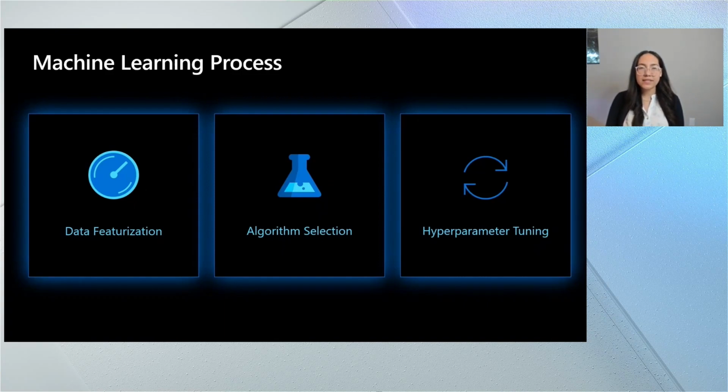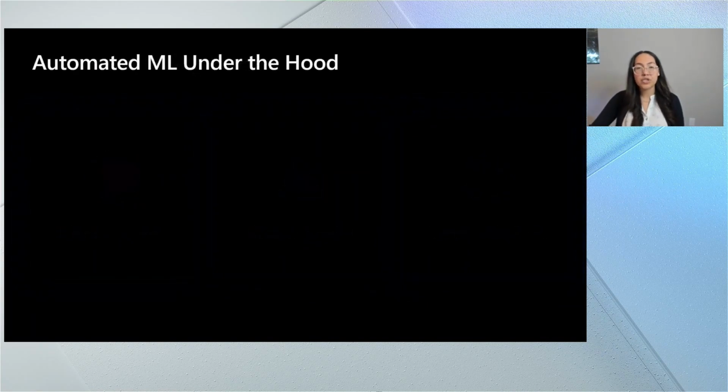Alongside this, we also have to consider algorithm selection and hyperparameter tuning, where the search space is extremely wide. There are many different algorithms and models that apply to a problem, and likewise, many different hyperparameter combinations that will apply to that algorithm. So then, how do we simplify this process? Well, what I'm actually going to propose is that we go ahead and leverage automated machine learning to automate the machine learning process. So let's take a quick look at how this works under the hood.